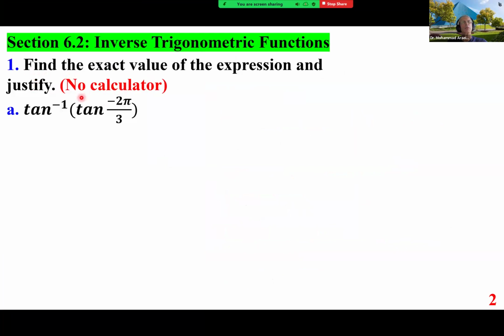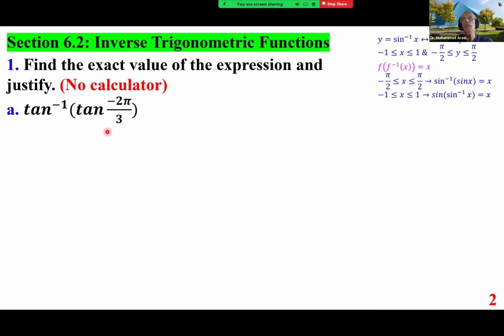Find the exact value of the expression and justify, no calculator. Tan inverse of tan of negative 2 pi over 3, reminding everyone that none of the trigonometric functions were one-to-one. Therefore, we decided to limit their domain. We made them all one-to-one, and therefore we came up with the inverse functions.